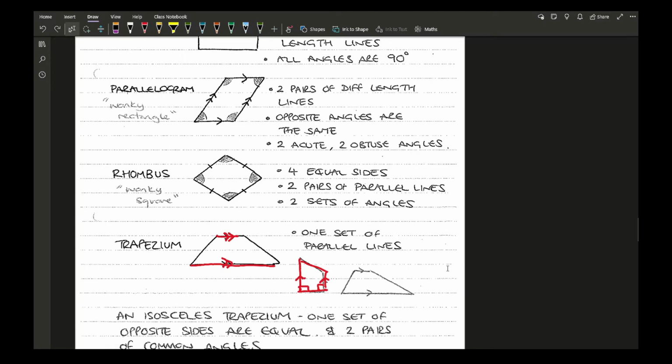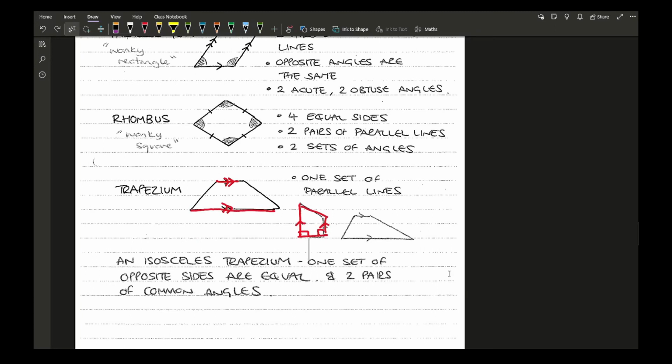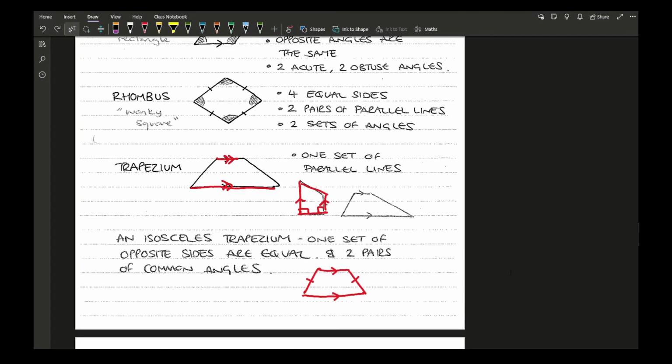Now you can also have what we call an isosceles trapezium, and this is where you've got one set of opposite sides that are equal and two pairs of common angles. So what an isosceles trapezium would look like is, if I draw, that's really poor, so let me try that again. And again, I should be using a ruler, but it's a bit difficult on the screen. So with an isosceles trapezium, these two sides here are going to be the same, and the ones at the bottom and the top are going to be my two parallel sides, and these are going to be equal lengths, and that's what we call an isosceles trapezium.